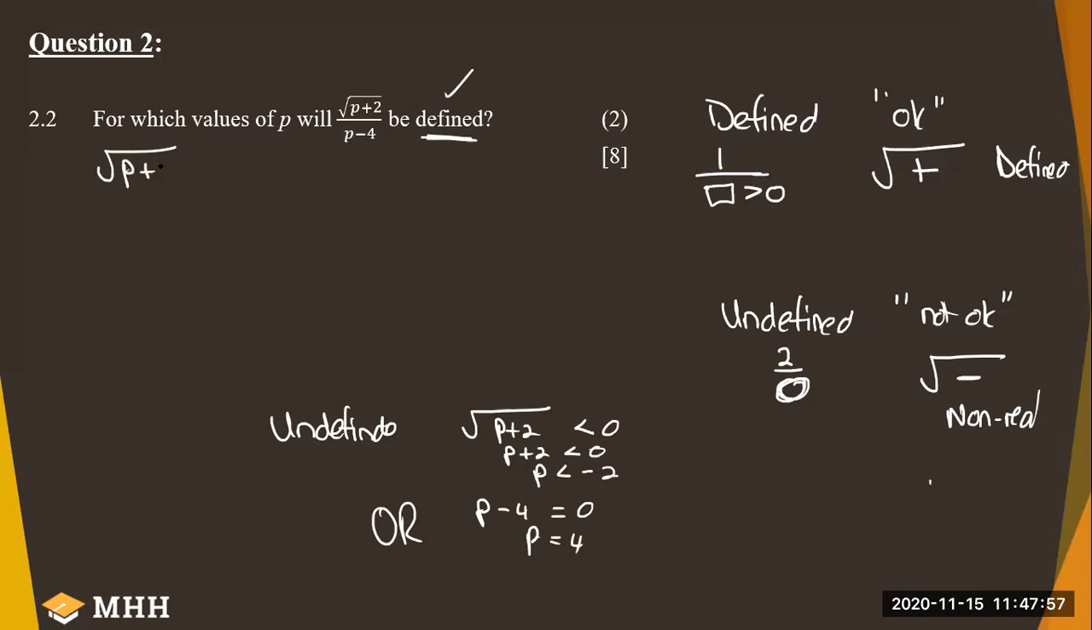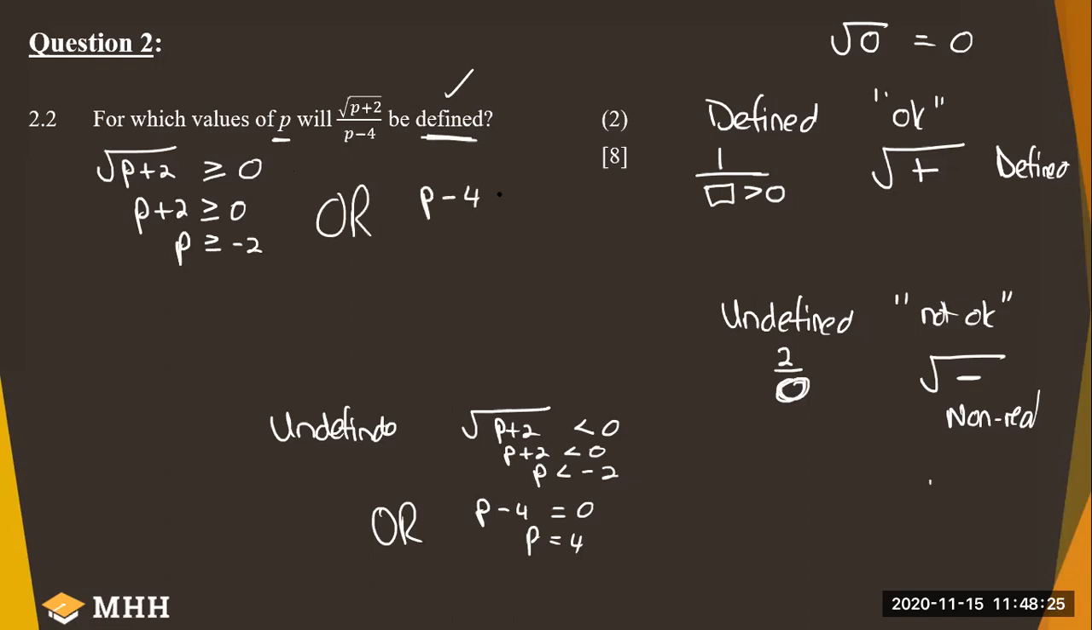If the square root is bigger or equal to 0, because there's nothing wrong with the square root of 0. That's fine, it's defined. So this will be defined if the square root is bigger or equal to 0, and you must find the actual values for p. P plus 2 is bigger or equal to 0, p is bigger or equal to -2. Or if p minus 4 is not equal to 0, then it will be okay. So if p is not equal to 4, then it will be okay.